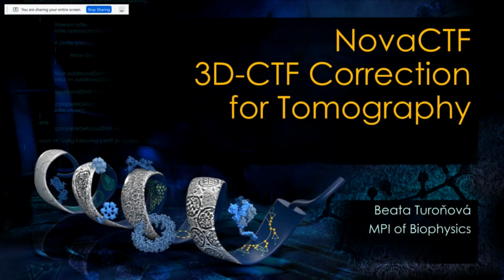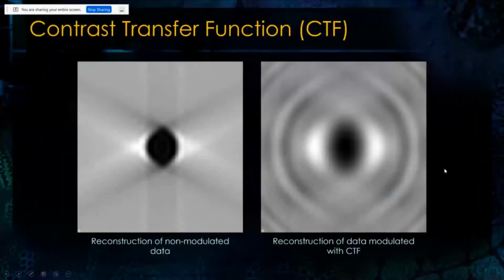As mentioned, I will be talking about novaCTF, which allows for 3D CTF correction for tomography. I'm currently project leader at the MPI of Biophysics in Frankfurt, and this work was done already 4 years back, when I was still a postdoc with John Briggs. So before I start on novaCTF, there is maybe a bit more about the contrast transfer function in general. I assume you all know it. It's a bad guy in the field because it always complicates things.